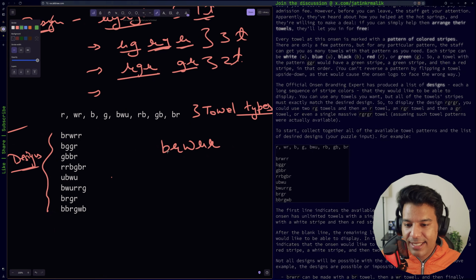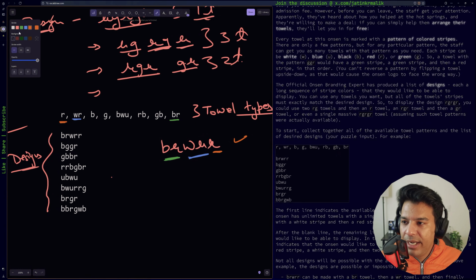So in this case, I can try to see and qualify what are the different patterns that I can start to make. Very quickly, I can see that I have a BR towel that can come here. And then I have a WR that can fulfill this. And lastly, if I take this color, I have an R towel which can fulfill this. So we definitely have one design.